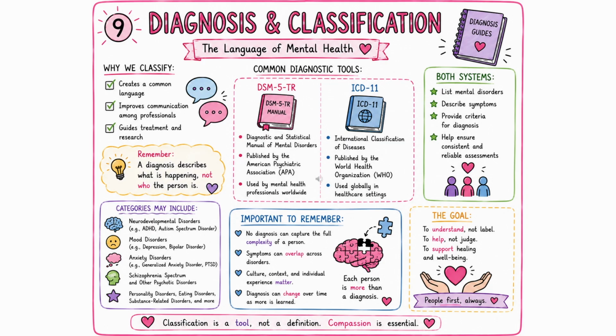The two most commonly used diagnostic tools are the DSM-5-TR and the ICD-11. The DSM-5-TR, or Diagnostic and Statistical Manual of Mental Disorders, is published by the American Psychiatric Association and is widely used by mental health professionals, particularly in the United States. It provides detailed diagnostic criteria for mental disorders and helps clinicians make accurate and consistent diagnoses.